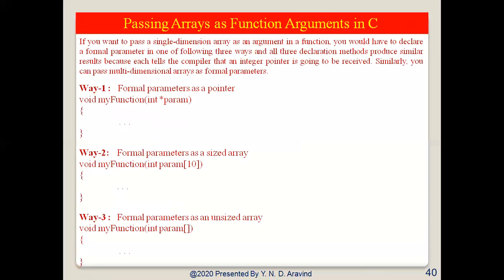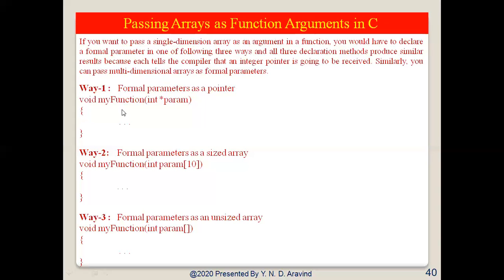Now let us see passing arrays as function arguments in C. In C, if we want to pass a single dimensional array as an argument in a function, you would have to declare a formal parameter in one of the following 3 ways. So there are 3 ways of declaring formal parameters. Here one is void main function int asterisk param. As a pointer I have declared a variable, a pointer to the array.